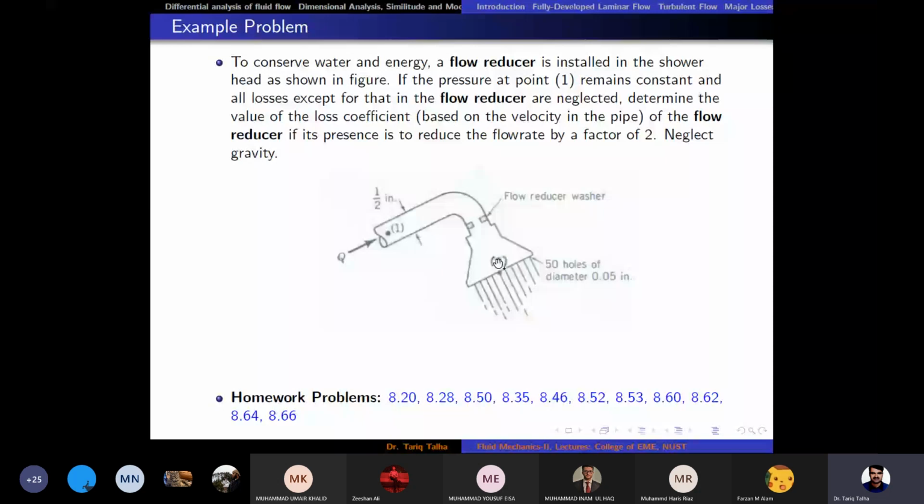The diameter of the main pipe is given as half inch, and then we have got 50 holes of diameter 0.05 inch. So it means that in this shower we have got 50 holes of 0.05 inch, and the main pipe has a diameter of half inch, right? Now we need to calculate the value of the loss coefficient. We can calculate it by using some kind of comparison with the situation where there is no flow reducer. So let's do it on the whiteboard.